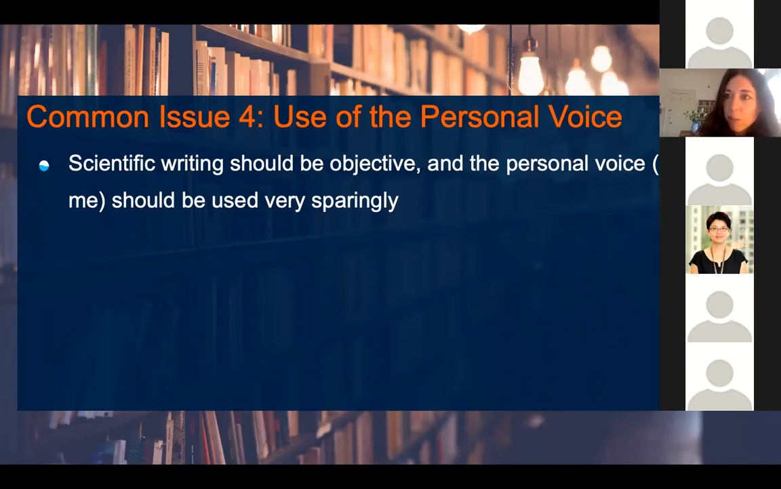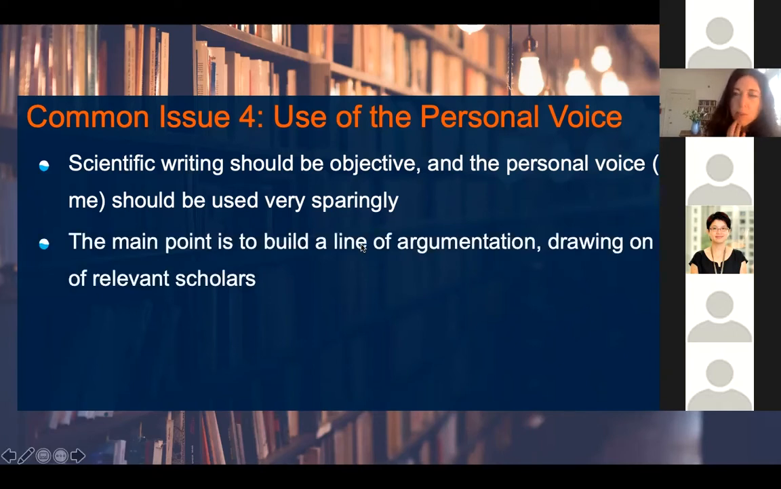Say if someone's writing a memoir or a piece of life writing, it's very different than if you're writing a scientific essay or a piece for publication. So just beware of that a little bit. It's a different style of writing, more formal, I guess. The main point is actually to build a line of argumentation, drawing on the work of relevant scholars. I know I've said that point many times, but it is actually very important.